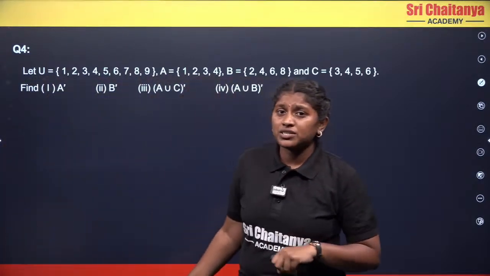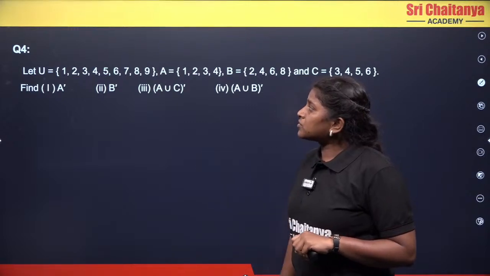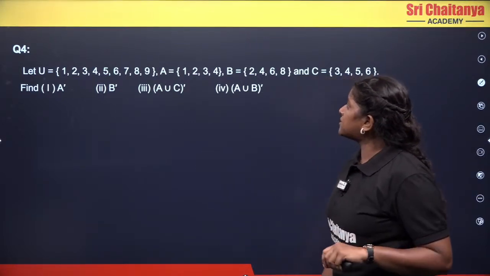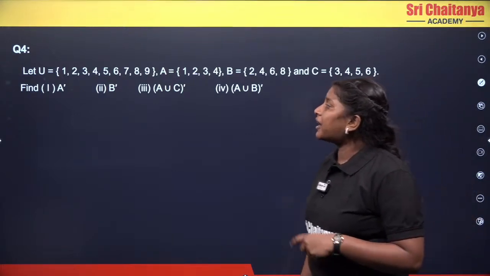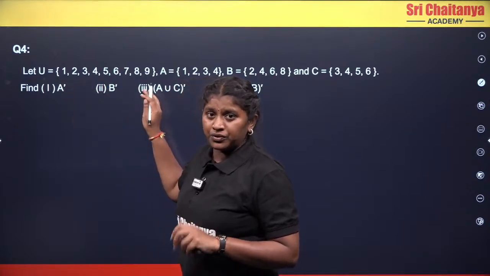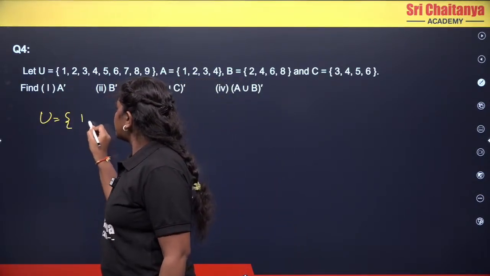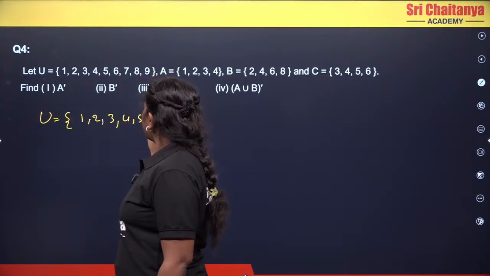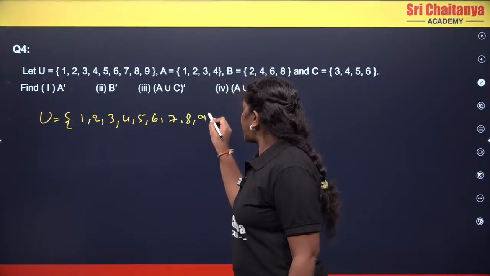Now this is the question that we are going to solve on the complement. Let U equal the set of 1 to 9, and A is the set of 1, 2, 3, 4, and B is the set of 2, 4, 6, 8, and C is the set of 3, 4, 5, 6. Now let's find the A complement. A complement means we are having the universal set. So let's take the U, which is the set of 1, 2, 3, 4, 5, 6, 7, 8, 9.